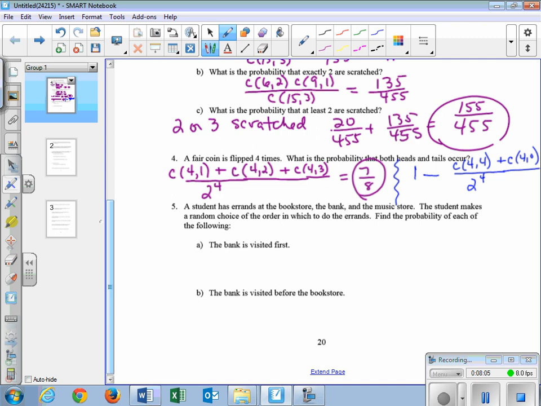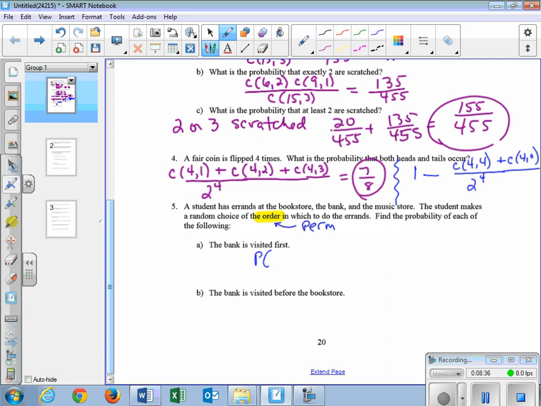Okay, number 5. A student has errands at the bookstore, the bank, and the music store. The student makes a random choice of order. Ooh, there's an important word: the order in which to do the errands. Find the probability of each of the following. The bank is visited first. Since it's telling me the order in which to do the errands, that's a big hint that we're going to be using permutations.